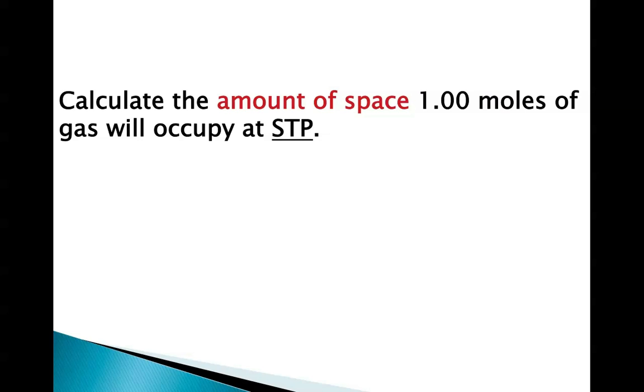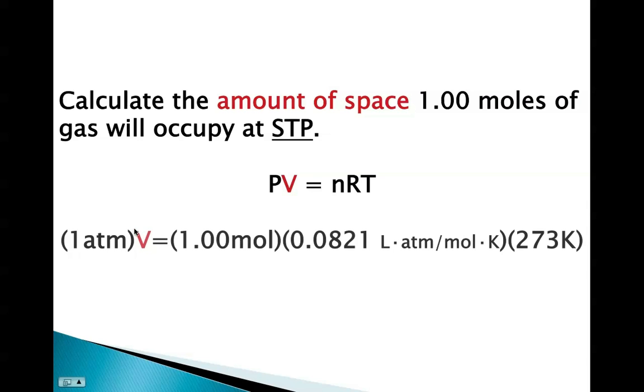All right, calculate the amount of space 1 mole of gas will occupy at STP. So one thing to keep in mind, and I specifically underlined this for you, remember STP now has to represent numerical values. So we have PV equals nRT. We're going to go ahead and plug in our information. 1 atm is the standard pressure. Our volume is unknown, the amount of space is what we're looking for. We have 1 mole, we have our universal gas constant, and then the standard temperature in Kelvin is 273.